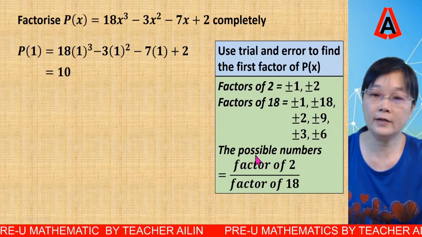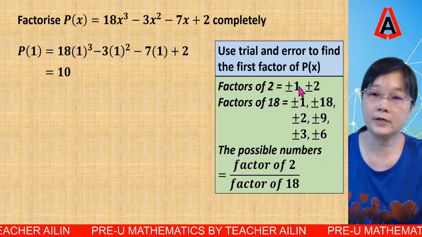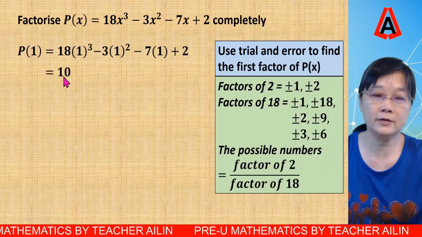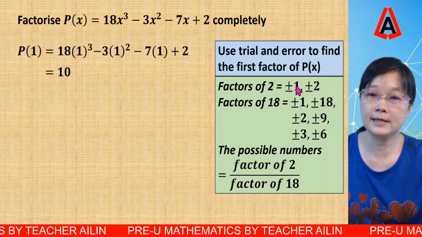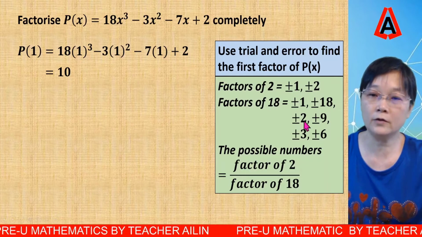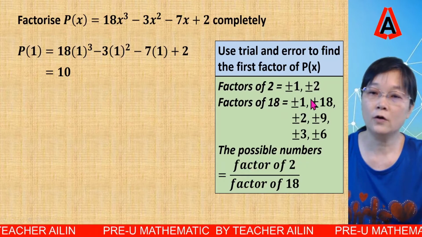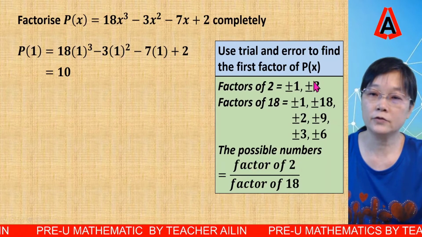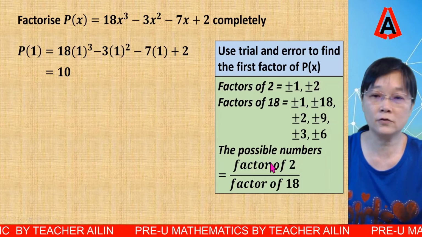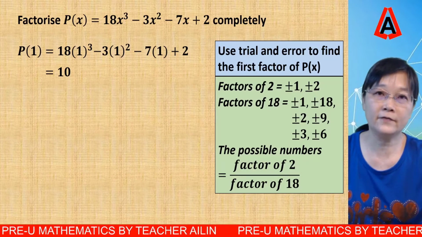So the possible values we can choose to do the process of trial and error, that is, we can choose 1 over 1, that is 1. But we find that that is not equal to 0. So we try the second value. We can try 1 over 2, or we can choose 1 over 3. We can choose 1 over 6, or we can choose 2 over 1, that is 2. We can choose 2 over 2, that is 1, 2 over 3, 2 over 6, and so on, until we get a 0. That is, we will get the first factor.